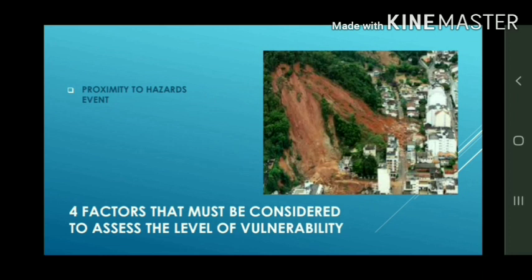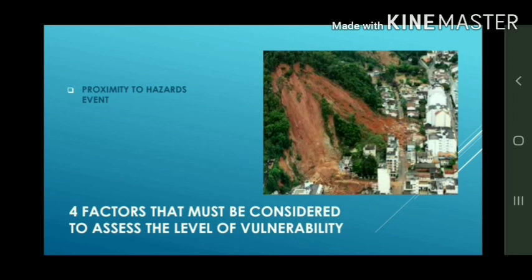Yung proximity to hazard nila ay napakataas. Okay? As you can see in our image, the houses or buildings beneath a cliff or hills have a large amount of proximity to hazards if certain landslides will happen, compared to other infrastructures that are far from landslides.